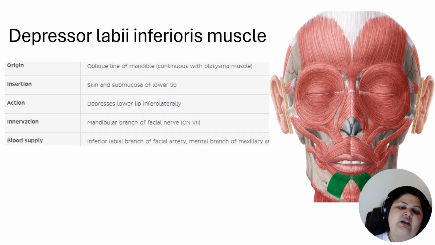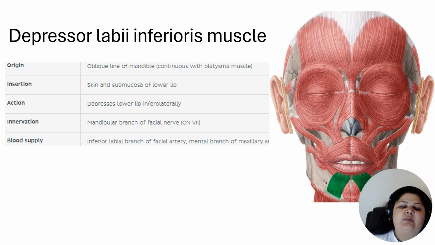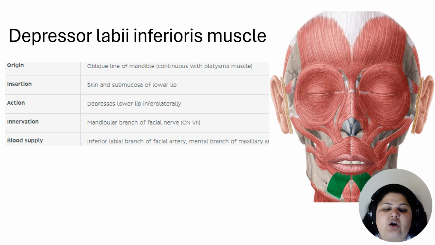Depressor labii inferioris muscle. Origin: oblique line of mandible, continues with platysma muscle, right? The oblique line, so this, like this. Alright. Depresses lower lip inferolaterally. Mandibular branch of facial nerve. Inferior labial branch of facial artery. Mental branch of maxillary artery.